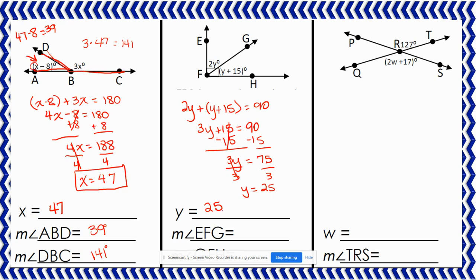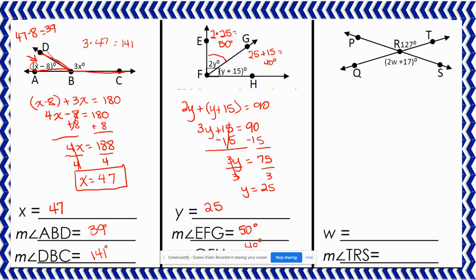Then to figure out what each angle measure is, so EFG is from here to here to here, which is 2y. That's 2 times y, but we just found that y is 25. So it's 2 times 25, which is 50 degrees. Then for GFH, that's y plus 15. Again, we just found that y is 25, so we'll do 25 plus 15, which is 40. So the measure of angle GFH is 40 degrees.